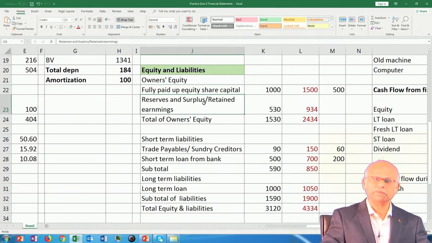Second one is reserves and surplus, which is the surplus or retained profit coming from your profit and loss account every year. So, this is an accumulation of the retained profit, the surpluses that the company has been generating over the years. Then, short term liabilities.